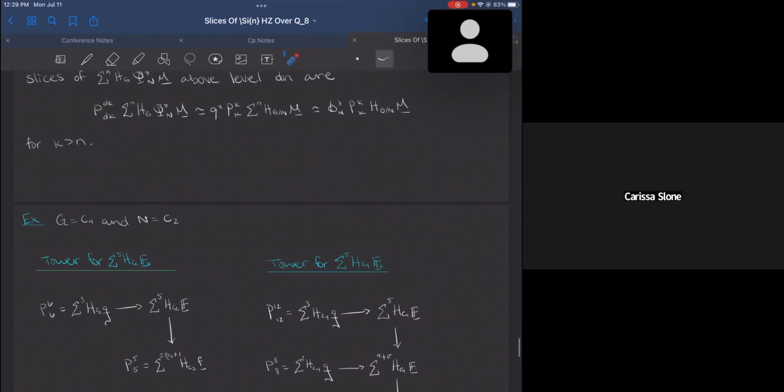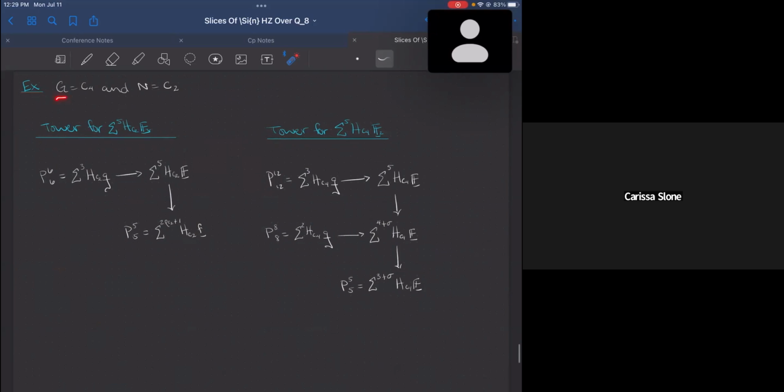So for example, if G is C4 and N is C2, well, let's take a look at the tower for the fifth suspension of HC2F. So what we have is the fifth suspension of HC2F. It has a 6 slice, which is the third suspension of HC2G. And then it has a 5 slice, which is the 2 rho C2 plus 1 suspension of HC2 little f.